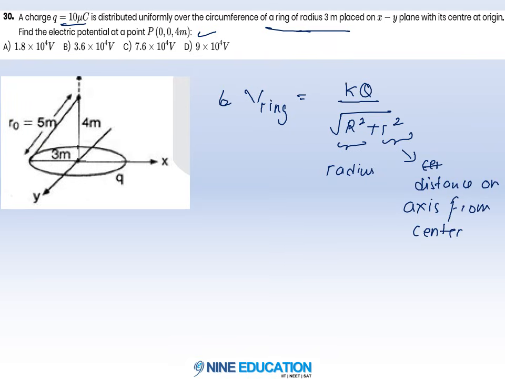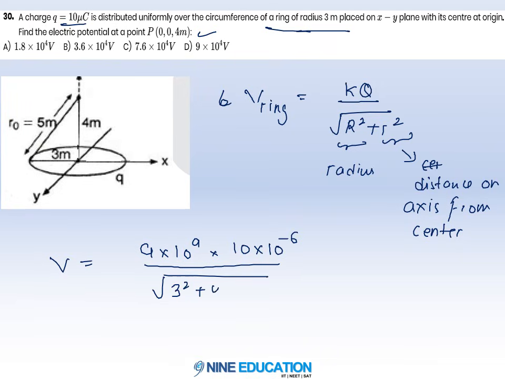So what we will get, V equals the value of k, which is 9 into 10 power 9, into q, which is 10 into 10 power minus 6 because it is given in microcoulomb, upon under root 3 square plus 4 square, which will give us 9 upon 5 into 10 power 4.